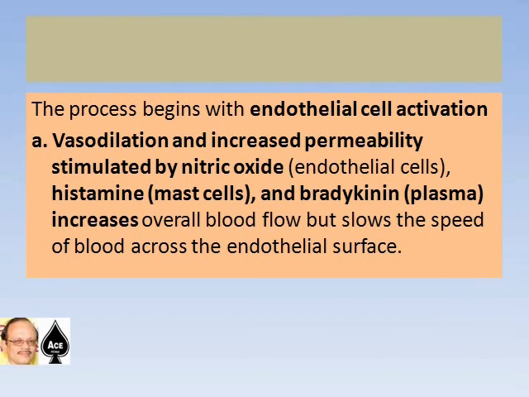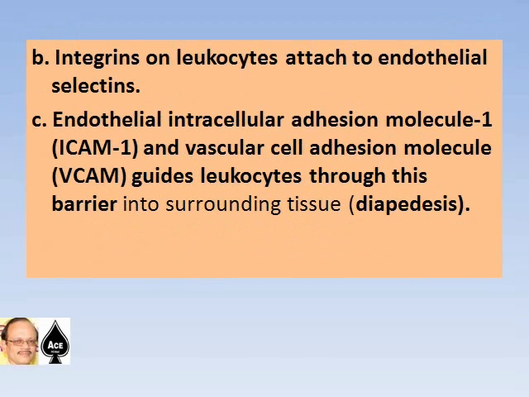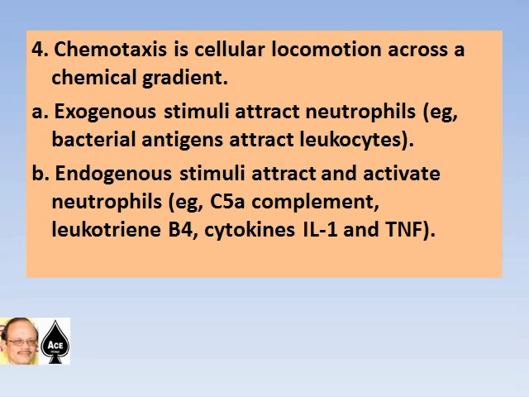The process begins with endothelial cell activation, vasodilation and increased permeability stimulated by nitric oxide from endothelial cells, histamine from mast cells, and bradykinin from plasma. They increase overall blood flow but slow the speed of blood across the endothelial surface. Integrins on leukocytes attach to endothelial selectins, endothelial intercellular adhesion molecule 1 ICAM1 and vascular cell adhesion molecule VCAM, guiding leukocytes through this barrier into the surrounding tissue. This process is called diapedesis.